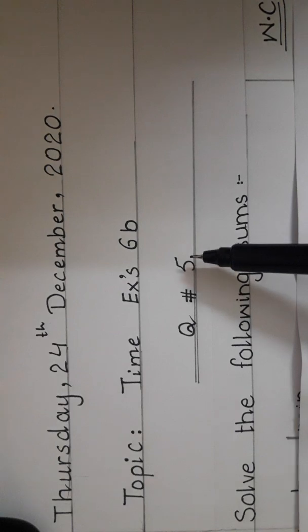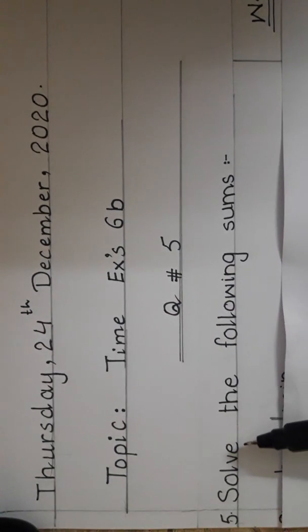Students, today is Thursday 24th December 2020 and today our topic is time, exercise 6B, page number 177, and we will do question number 5. So question number 5 is solve the following sums. First of all we will draw a line in the center and we will write minute on the right side and hour on the left side. After writing this, we will arrange the numbers 10 hours 40 minutes and 2 hours 10 minutes.